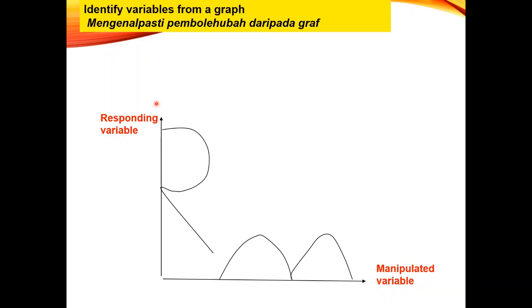Usually they have two axes like this, the Y axis and the X axis, right? So you just need to remember Ringgit Malaysia. You can see from here, the R refers to the responding variable, which is the Y axis. And the M refers to the X axis, the manipulated variable. So remember Ringgit Malaysia if the question asks you to identify the variable from the graph.